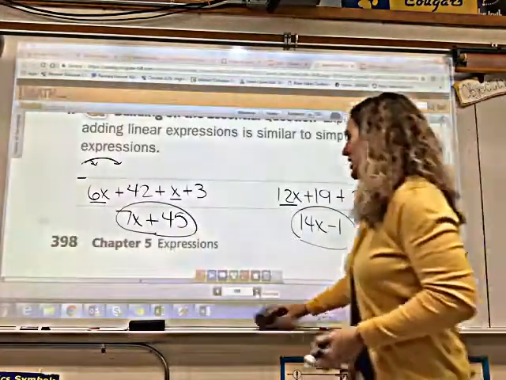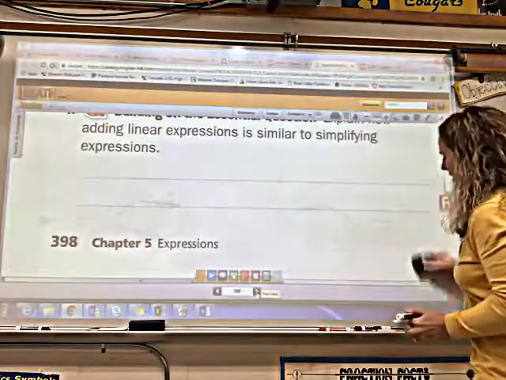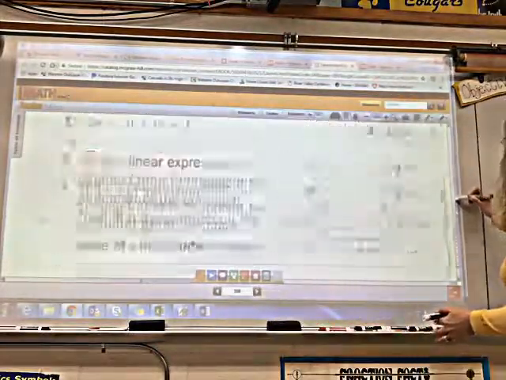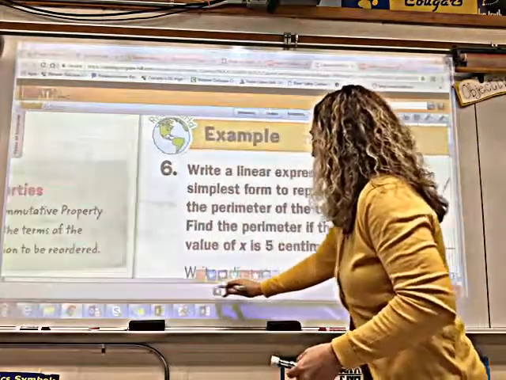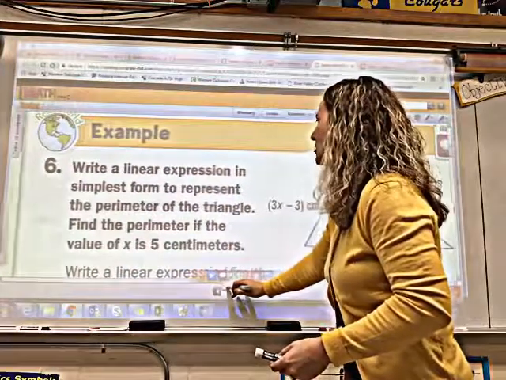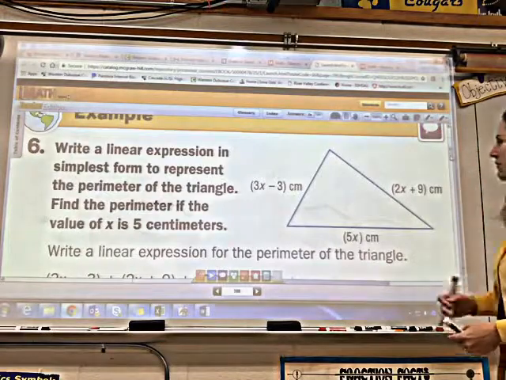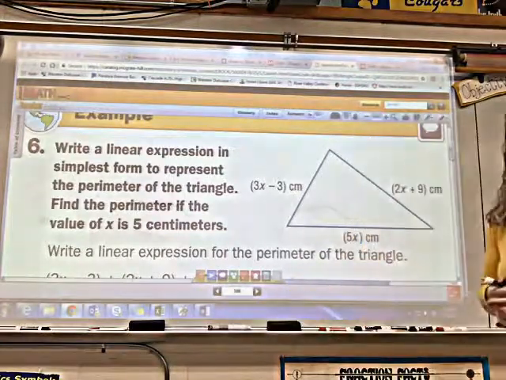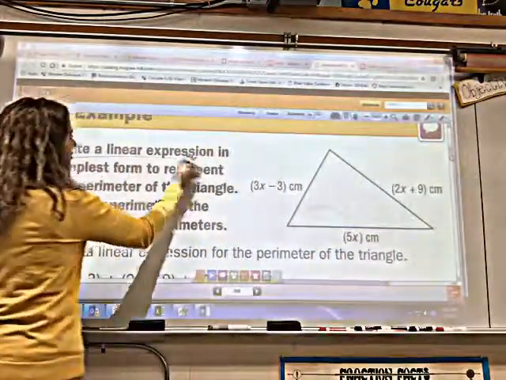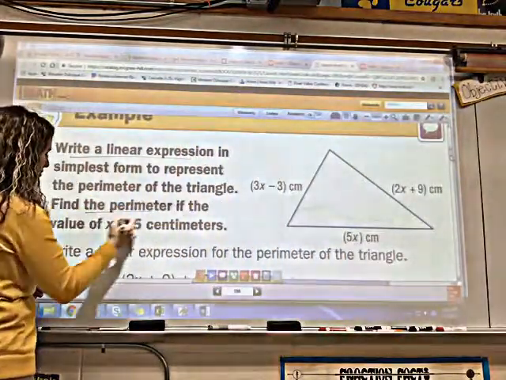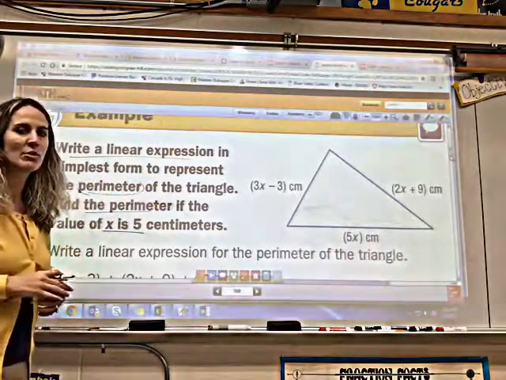The last thing that I want to take a look at in your video is the top of page 398. We just have a practical application at the top. A real life situation. Number 6 says, write a linear expression in simplest form to represent the perimeter of the triangle. Find the perimeter if the value of x is 5 centimeters. So there are 2 parts to this. Number 1, writing a linear expression, and number 2, finding the perimeter if the value of x is 5.